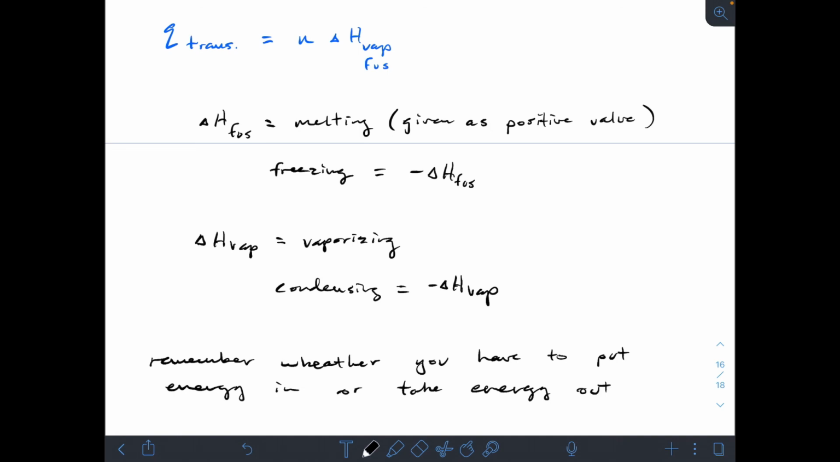Okay, so we're going to go ahead and stop this video right here. When we come back, we're going to do an example problem where we go through the steps to calculate a phase change.